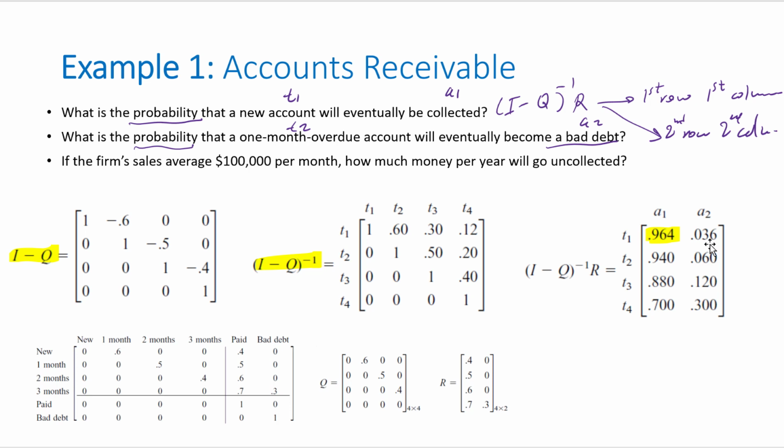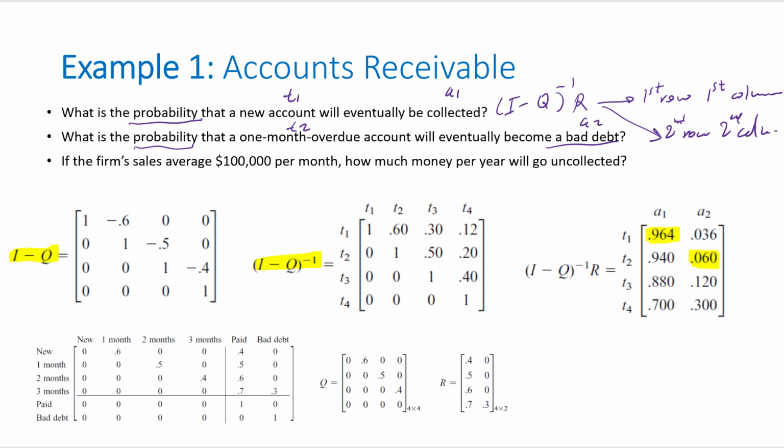Alright, how about the second question? What's the probability that a 1 month overdue account, which is the second transient state, T2, will eventually become a bad debt? What's the probability that T2 ends up in A2, which is here? Very small probability, 6%.